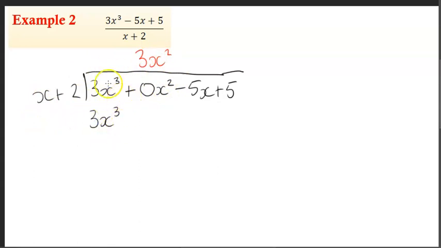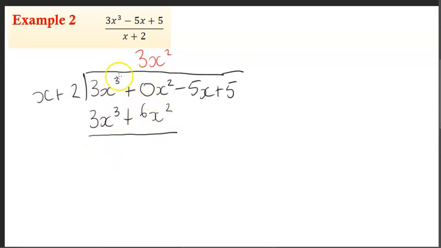X times 3x squared is 3x cubed, which is what we expect. We always expect that these two numbers will be the same. And 2 times 3x squared is 6x squared, sorry, not 6x. So now you can see why we need that 0x squared there. We need that there so we can go ahead and continue the process.